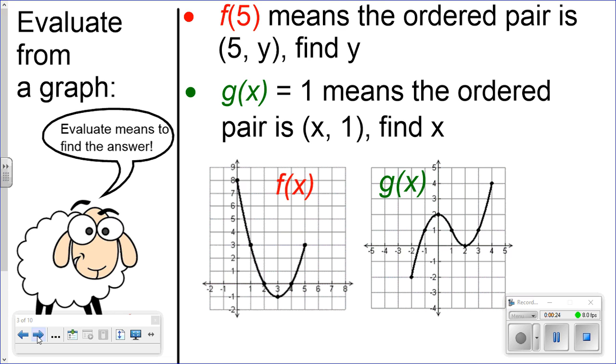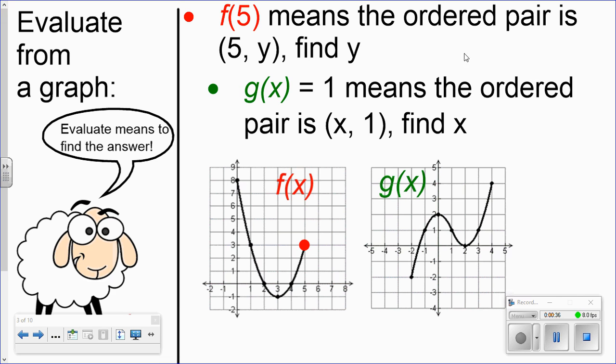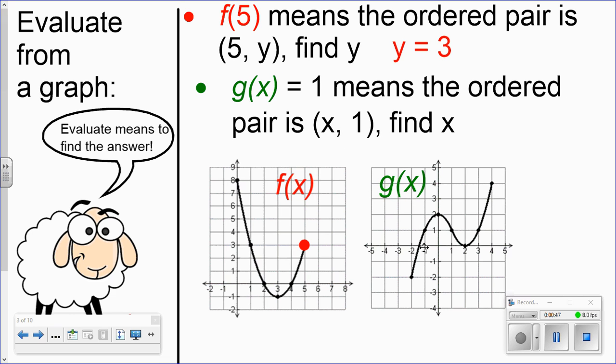So to evaluate from a graph, f of 5 means the ordered pair is (5, y), because f of x is f of 5, so that means 5 is x. So I go to my graph, I find where x is 5, and there's the y. So g of x equals 1 means that it's (x, 1). G of x is y, so y equals 1. We're going to find x. So we go here to where y is 1, and we've got two numbers for x.